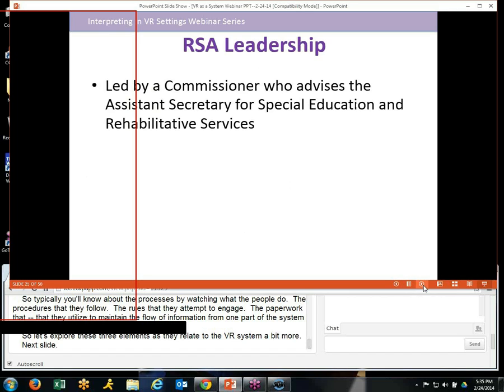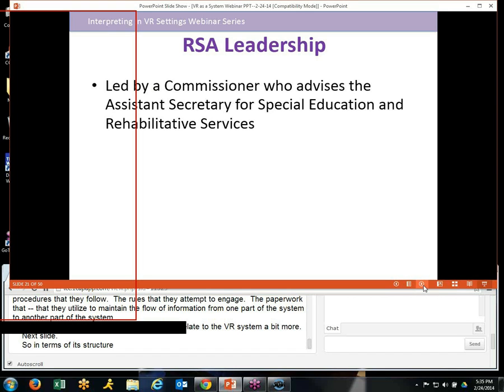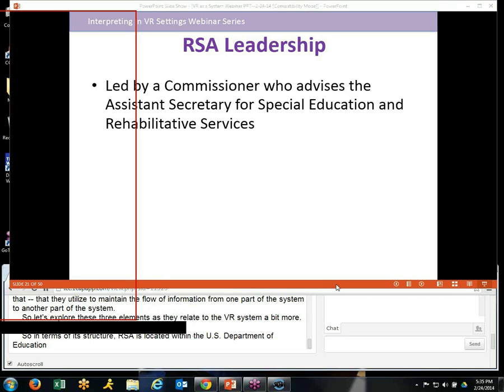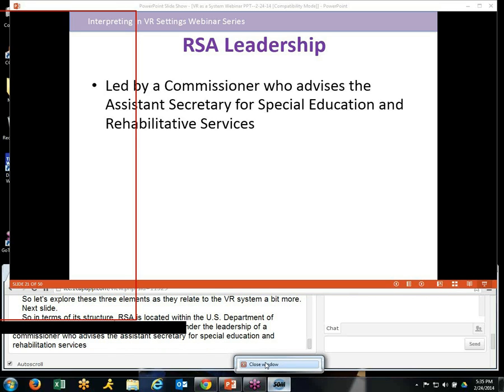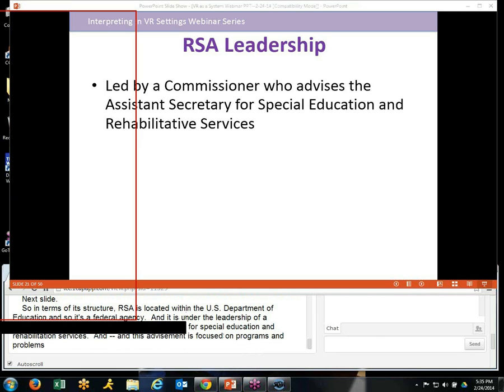So in terms of its structure, RSA is located within the U.S. Department of Education. And so it's a federal agency, and it is under the leadership of a commissioner who advises the Assistant Secretary for Special Education and Rehabilitation Services. And this advisement is focused on programs and problems that affect individuals with disabilities.